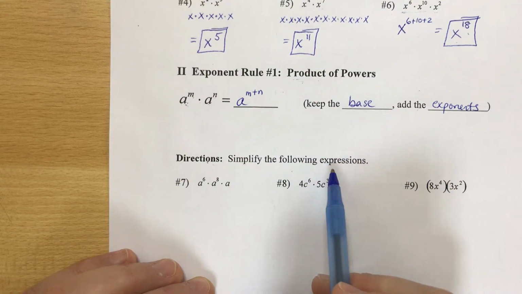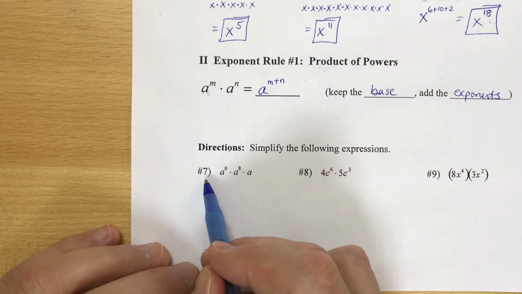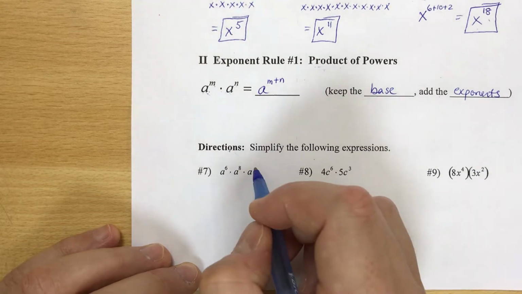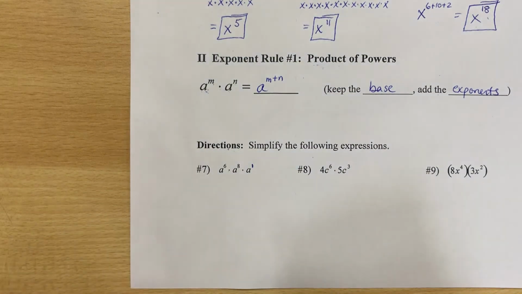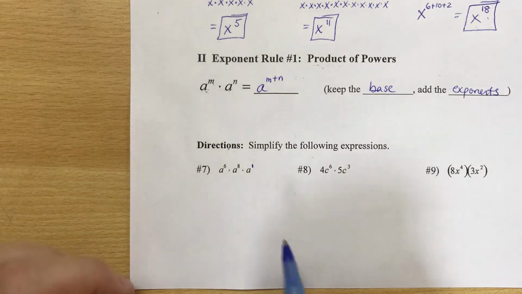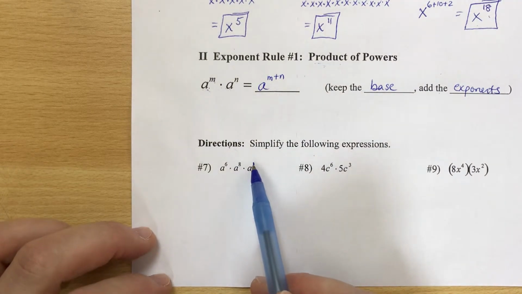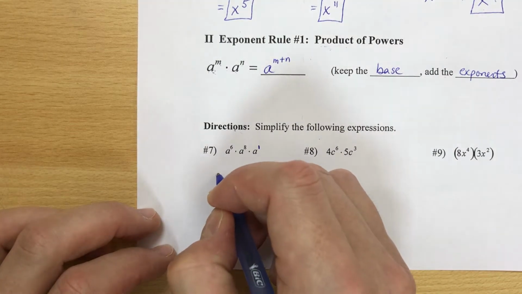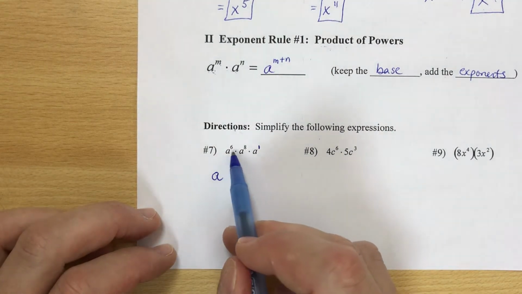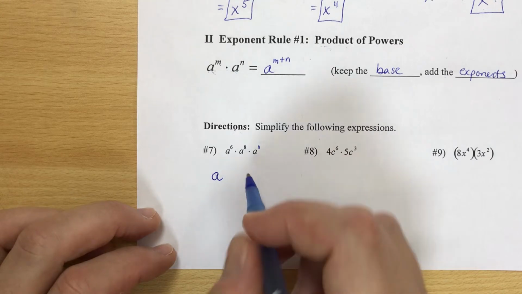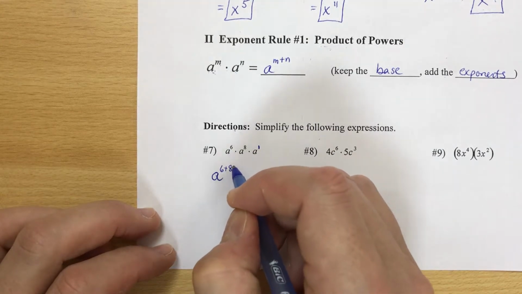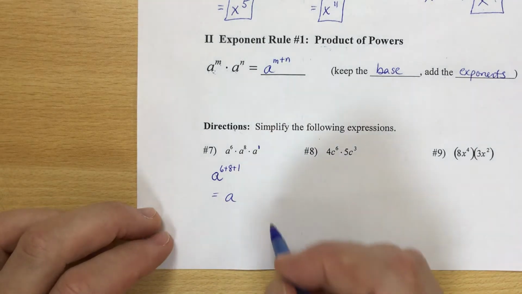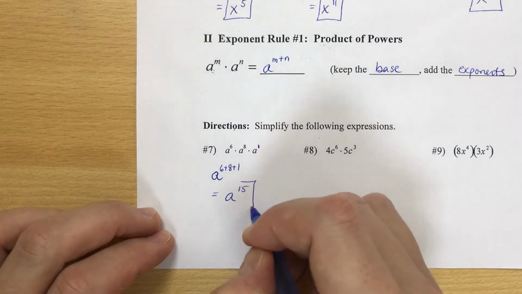Okay, so let's do some examples. Directions, simplify the following expressions. All right, so for number 7, a raised to the 6th times a raised to the 8th times a raised to the, that is a 1. That's a raised to the 1st. I like to put that number in there so I don't forget about it. And we keep the base. When we multiply the variables, keep the base, add the exponents. So 6 plus 8 plus 1, and we get a raised to the 15th power.